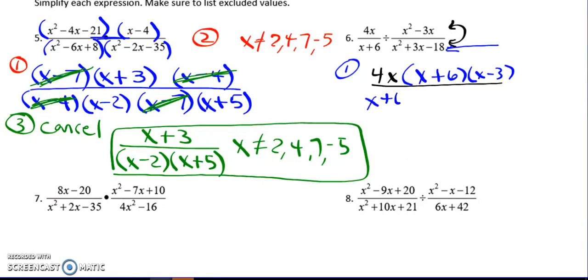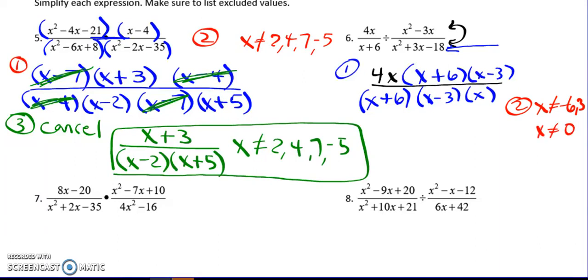x plus 6 is already factored on the bottom left. Now x squared minus 3x will turn into x times x minus 3, because we take out an x. And that's the GCF there. Now I put it on the end, you could put it in the middle. It's okay, it's all multiplied. So I've factored. Now restrict. So number 2, x cannot equal negative 6, 3, or 0.